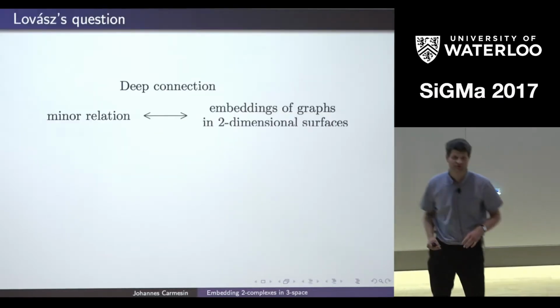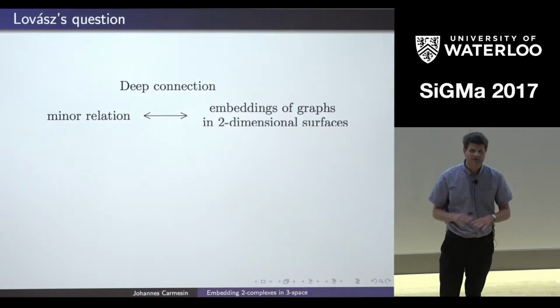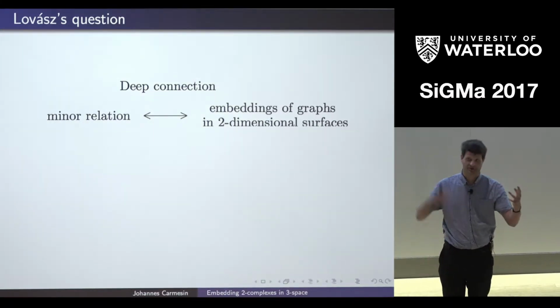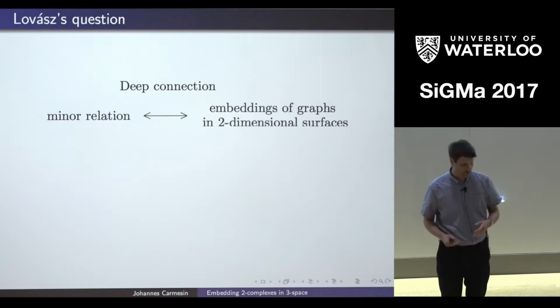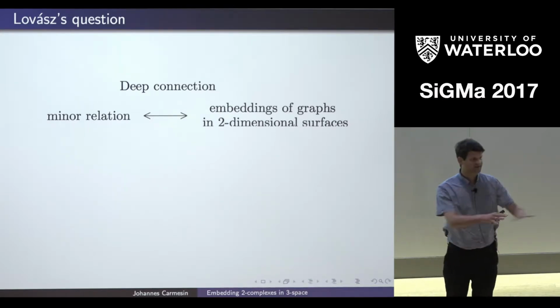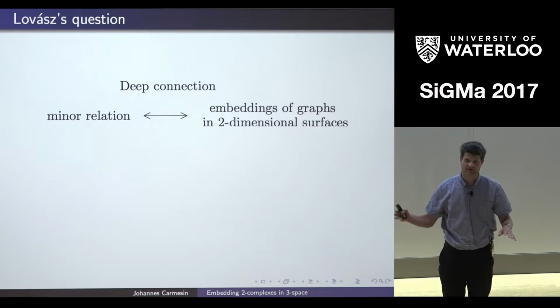So Kuratowski proved that a graph can be embedded in the plane if and only if it doesn't have K5 or K3,3 as a minor. So this gives a way how embeddings in the plane could be understood using the minor relation.